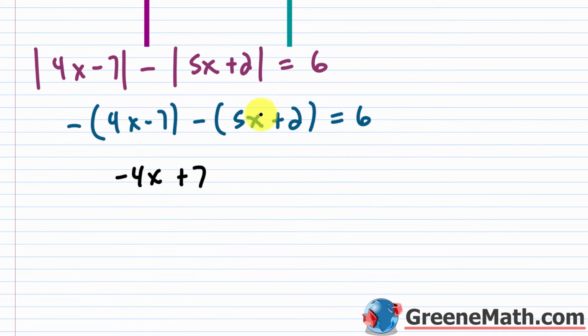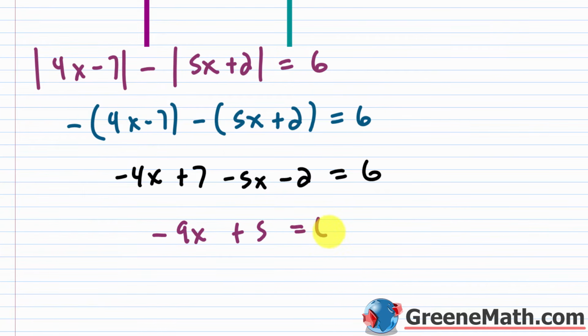And then I'm going to do the same thing here. So this is minus 5x and then minus 2. And this equals 6. Okay, so negative 4x minus 5x is negative 9x. And then 7 minus 2 is going to be 5. So plus 5. This equals 6.